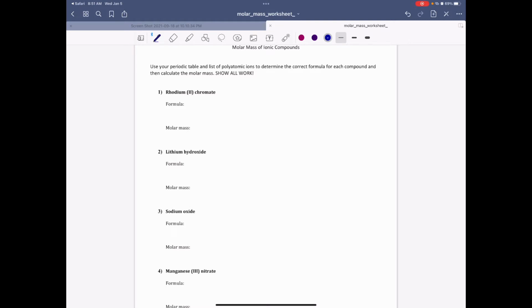And then once you have the correct formula, you've got to figure out the molar mass. So you're going to need a periodic table with you. You're going to need that list of polyatomic ions. So I'm going to do number 1 first. So here we go.